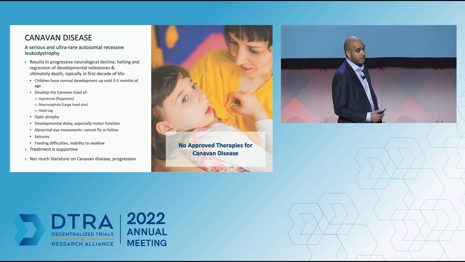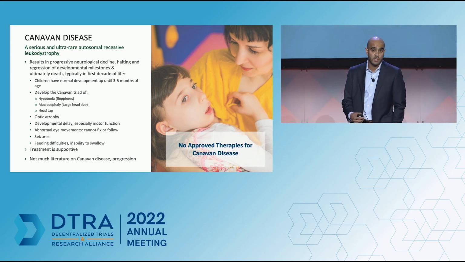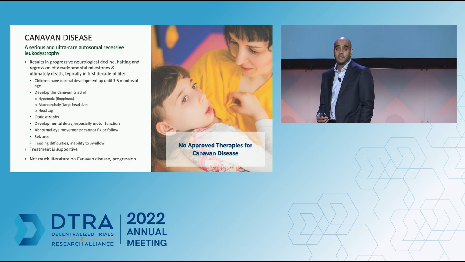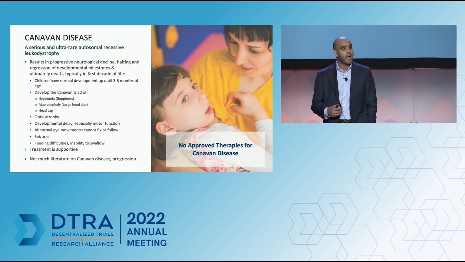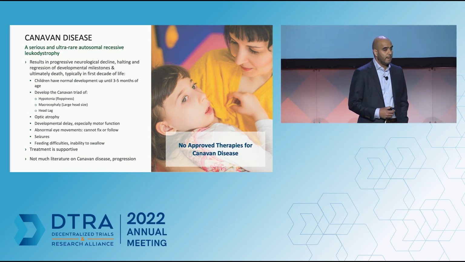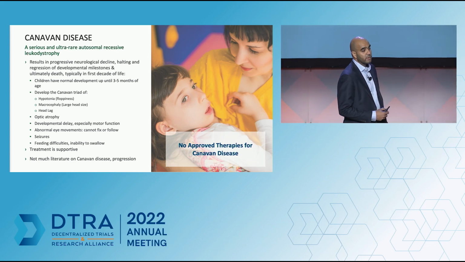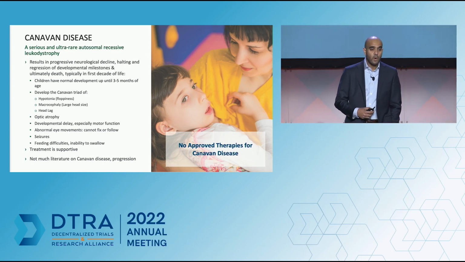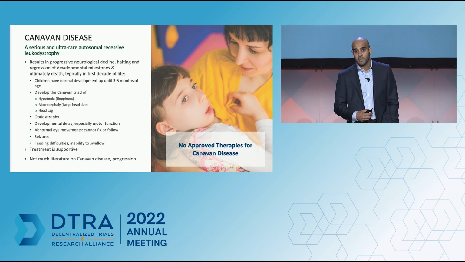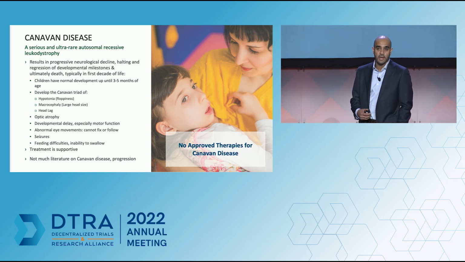Canavan disease is a serious and ultra-rare disease which impacts children. It has a negative impact on their quality of life, and it also results in progressive neurological decline, halting and regression of developmental milestones, and unfortunately, in this case, death within the first 10 years.